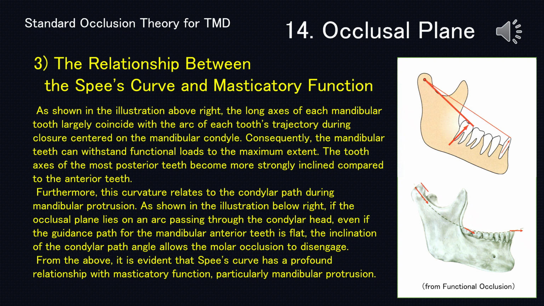Furthermore, this curvature relates to the condylar path during mandibular protrusion. As shown in the illustration below right, if the occlusal plane lies on an arc passing through the condylar head, even if the guidance path for the mandibular anterior teeth is flat, the inclination of the condylar path angle allows the molar occlusion to disengage. From the above, it is evident that Spee's curve has a profound relationship with masticatory function, particularly mandibular protrusion.